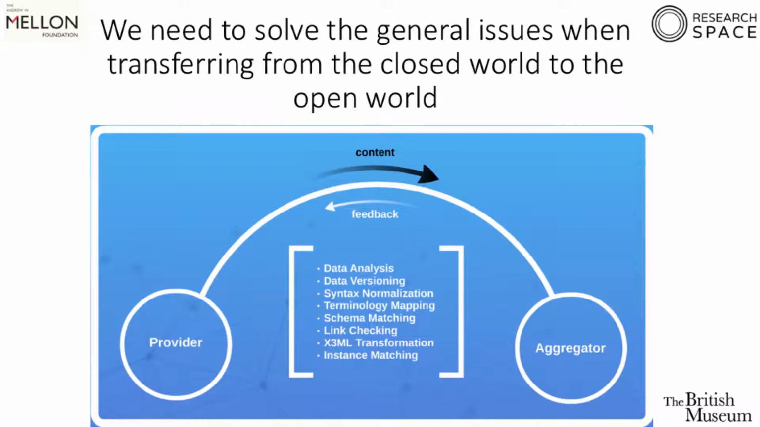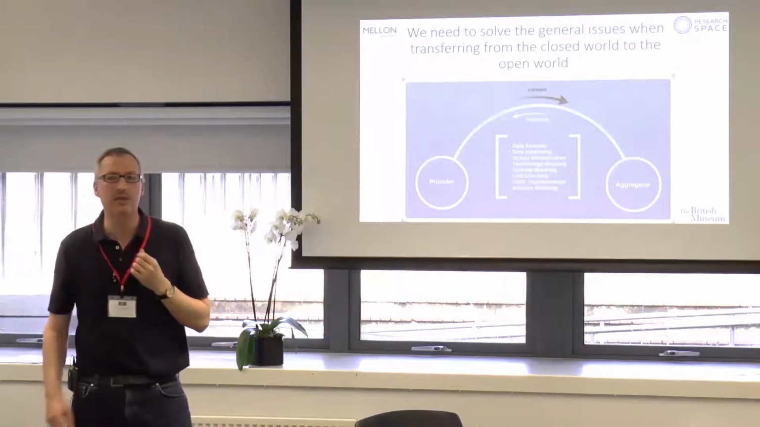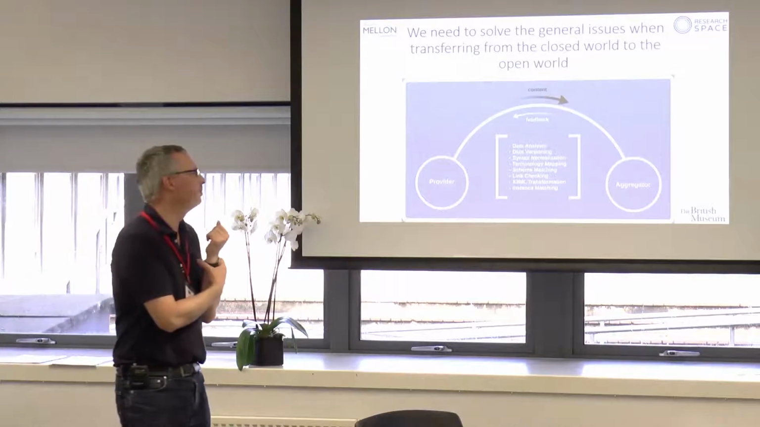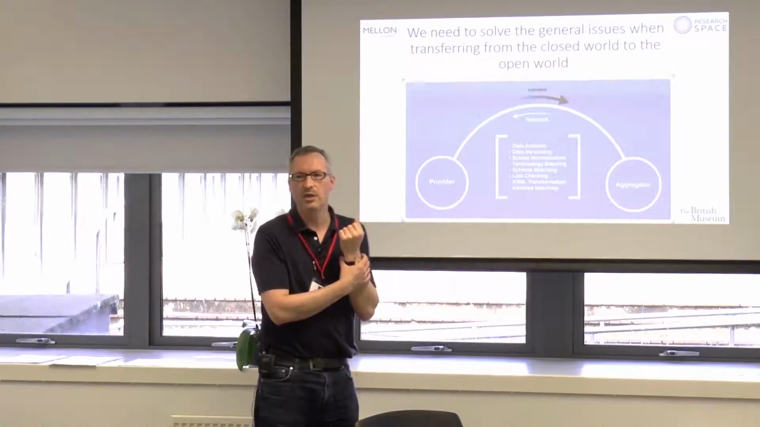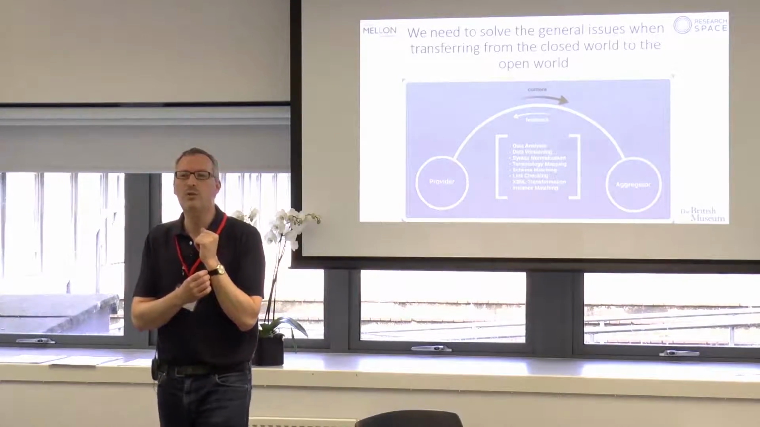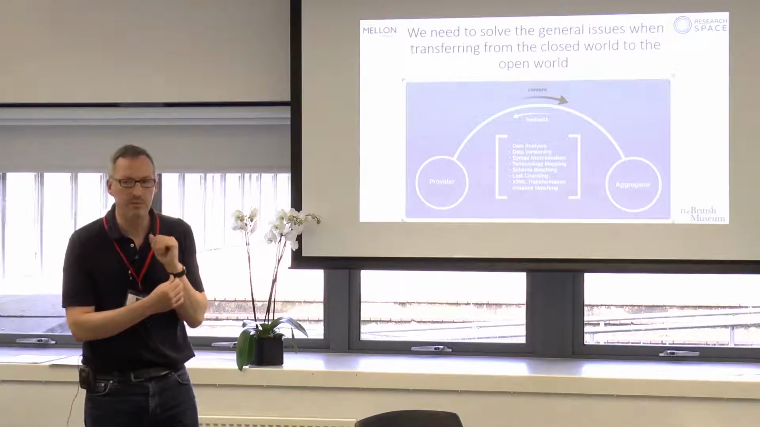You've got to start mapping your terminology. Schema matching, link checking, instance matching. How do you know that this person is the same person in this other set of data? How do you know this is the same place? In cultural heritage data, we have sometimes very well documented places and people, and sometimes we don't.